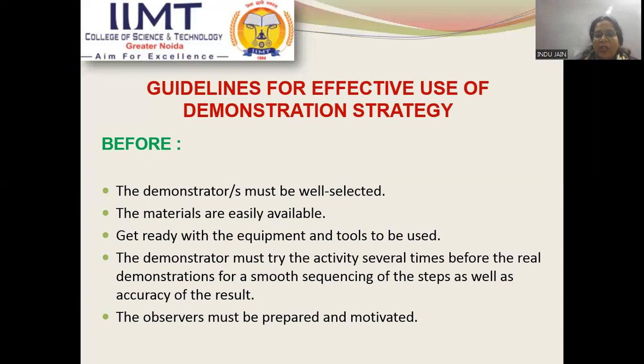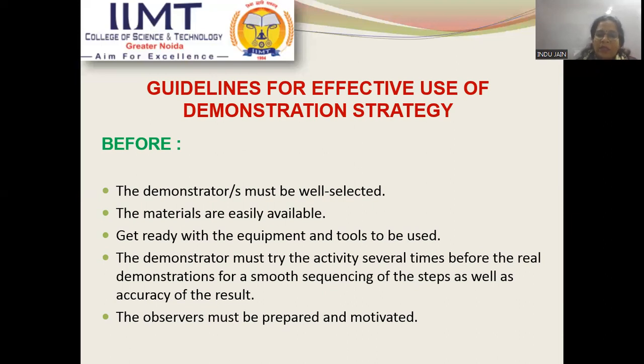Get ready with the equipment and tools to be used. Before going to the classroom, it is very necessary to arrange all the equipment and tools which are used during the demonstration. The demonstrator must try the activity several times before the real demonstration for a smooth sequencing of the steps as well as accuracy of the result. Means some practice is needed by the demonstrator before going to the actual classroom.